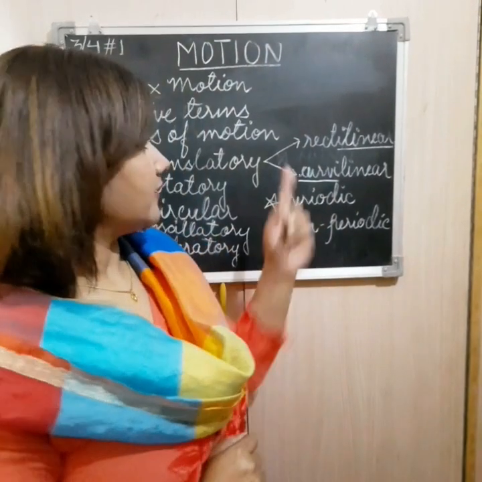The examples for translatory motion: a car moving on a straight road, anything falling from a height. These are the examples of rectilinear motion. For curvilinear motion, a car moving on a curved path is said to have curvilinear motion.